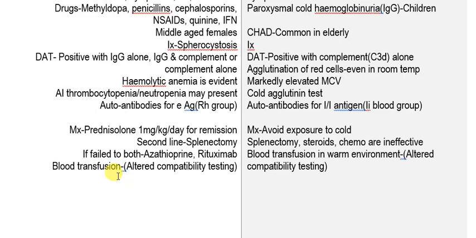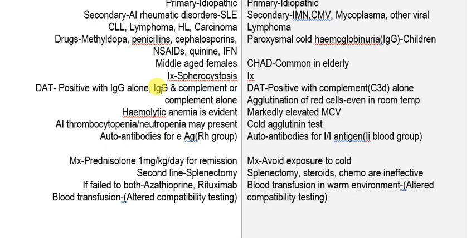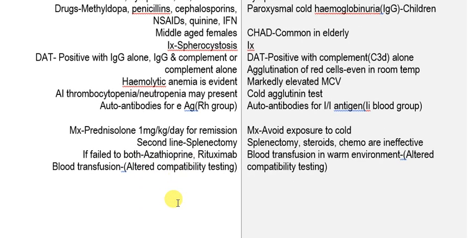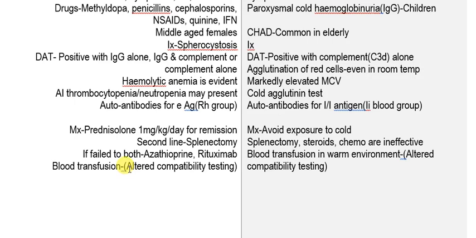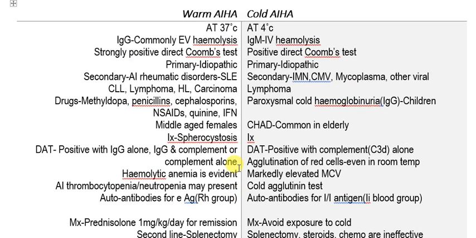But we have to be cautious because of the autoantibody-bound red blood cells. The compatibility testing can be altered in these patients, so there's a chance of transfusing wrong blood groups to these patients. To prevent this, you have to be cautious.